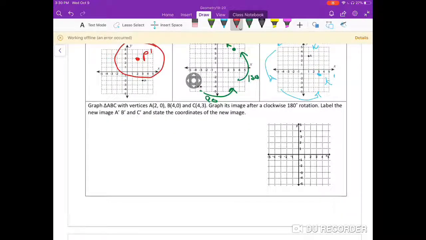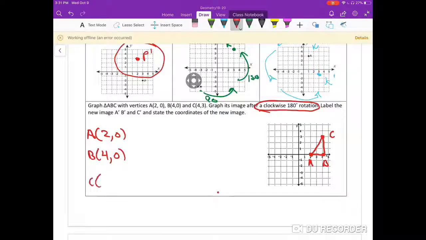So graph ABC with vertices 2, 0, 4, 0, 4, 3. So let's start by graphing that. 2, 0 is A, 4, 0 is B, and C is 4, 3. And this says go in a clockwise direction of 180 degrees. So we're going to start the same way. I always like to start when I do transformations. I'm going to list out my points.